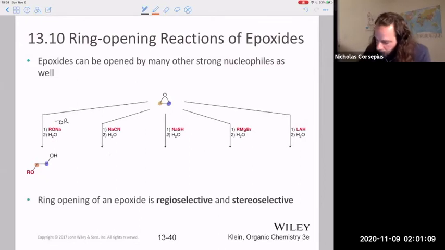I could use the cyanide nucleophile. Again, same idea. And again, notice the position of my two functional groups. So what we're going to see is that epoxides are a great way to create molecules when we want those two functional groups located right next to each other.